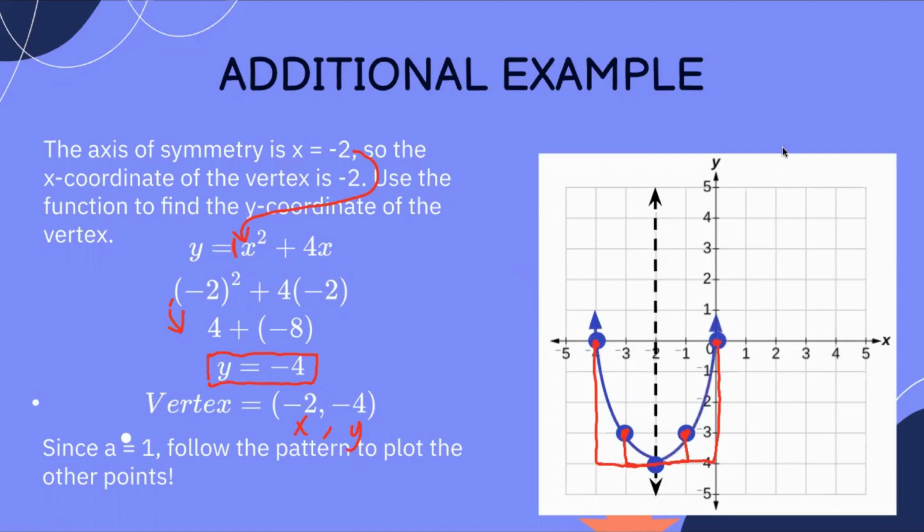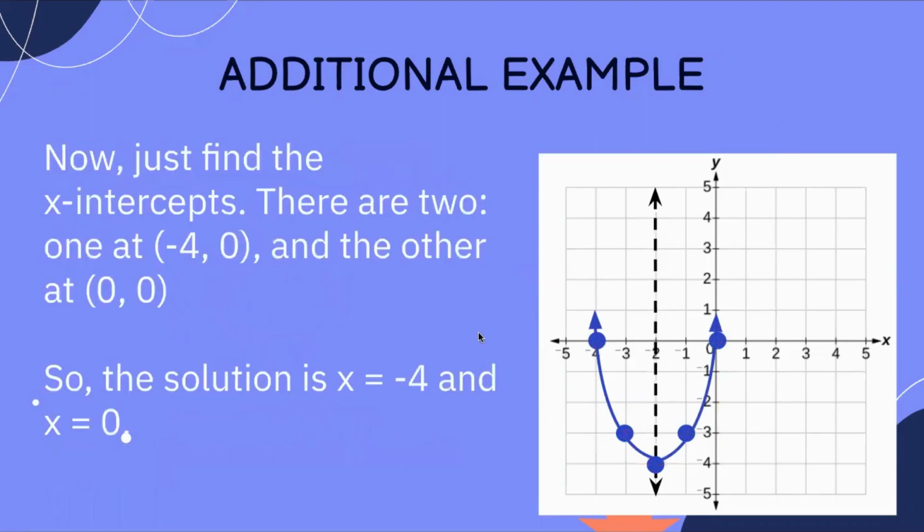And now that you've graphed your parabola, all you have to do is look at the graph and find where your parabola intersects the x-axis. In this case, it's at 2 points, negative 4, 0, and 0, 0. So you would just take the x values, so your final solutions would be x equals negative 4 and x equals 0. And there's your final answer.